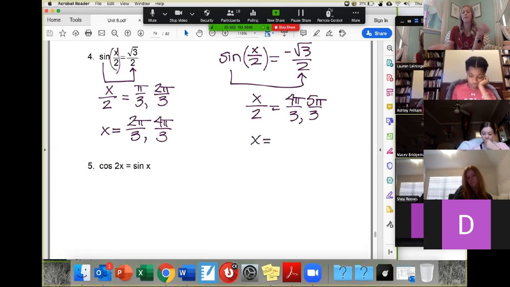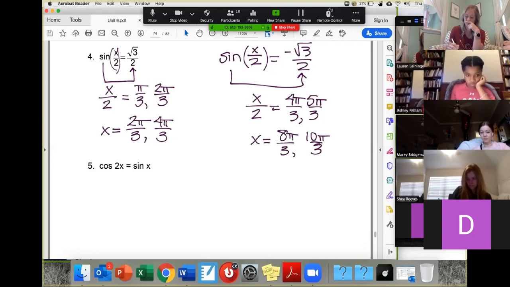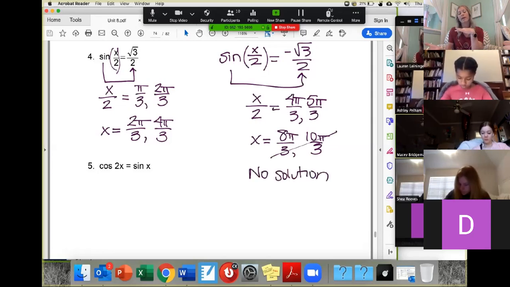Well, what happens when I multiply these by 2? What do I get? They're both outside the 2 pi. Both of these are larger than 2 pi. So what does that mean for my answers? No solution. Sometimes one of them will get kicked out. Sometimes both of them will get kicked out.